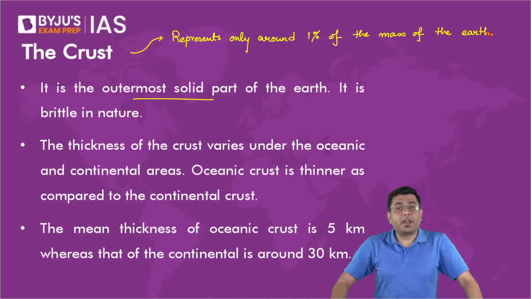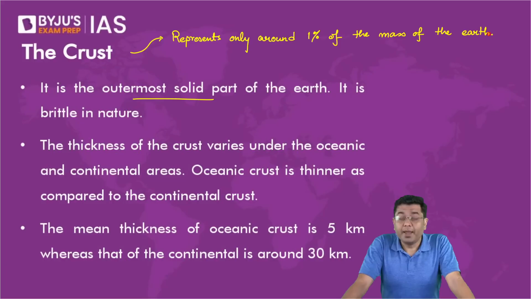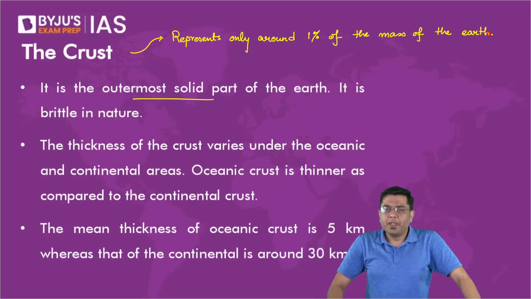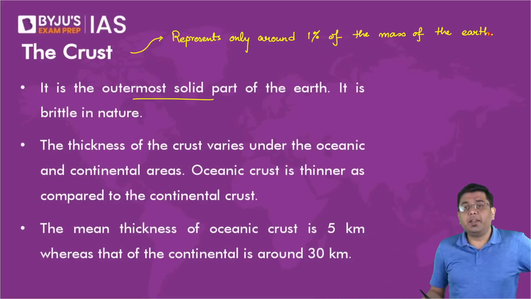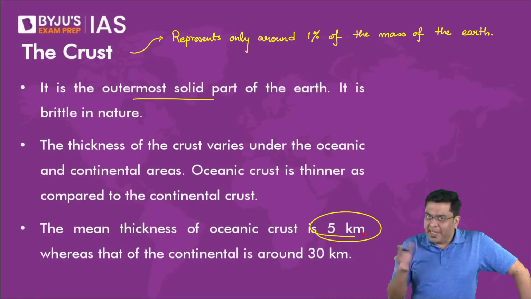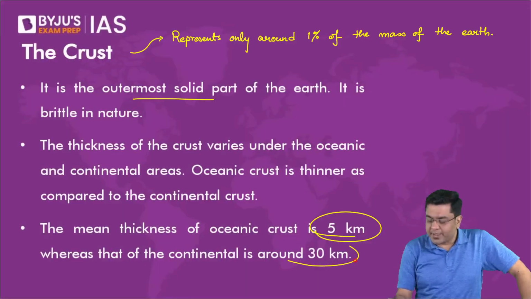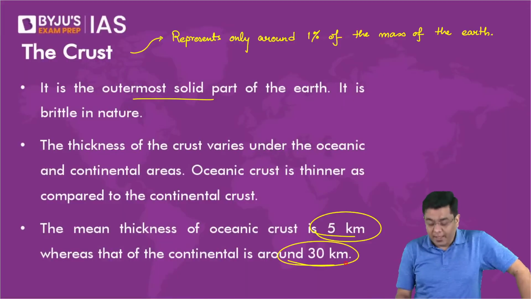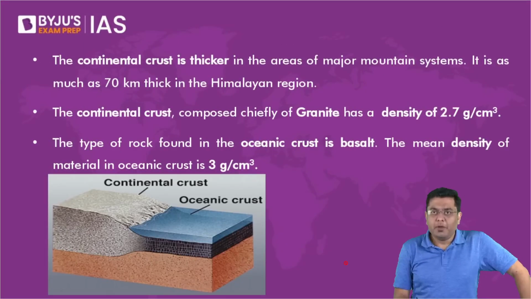Now, the thickness of the crust is not uniform. Under the continental areas, you will find the crust to be much thicker. Under the oceanic areas, the crust is much thinner. Now, it depends upon where there's a greater compression, etc. Having said that, you have to understand that the mean thickness of the oceanic crust is only around 5 kilometers, whereas the mean average thickness of the continental crust is around 30 kilometers. But it varies from place to place.